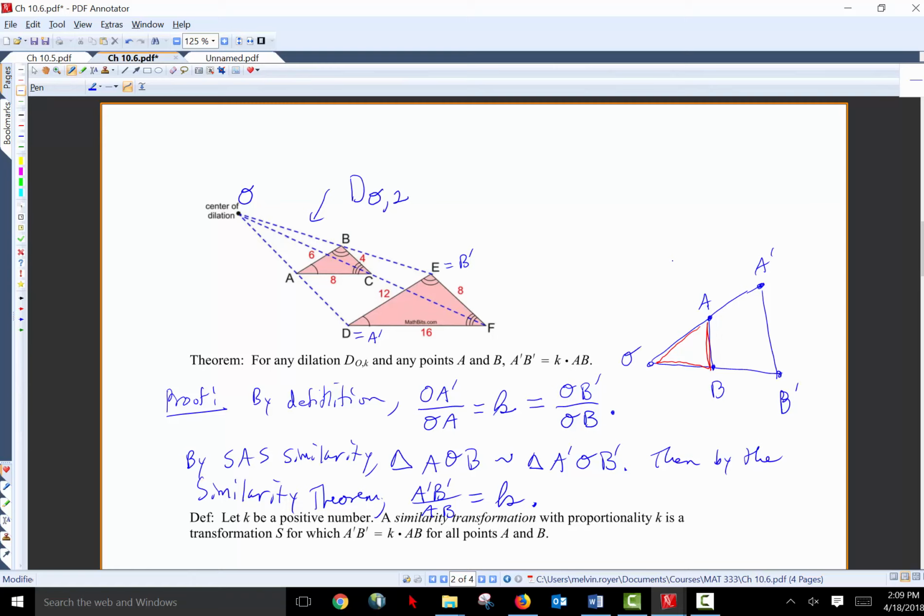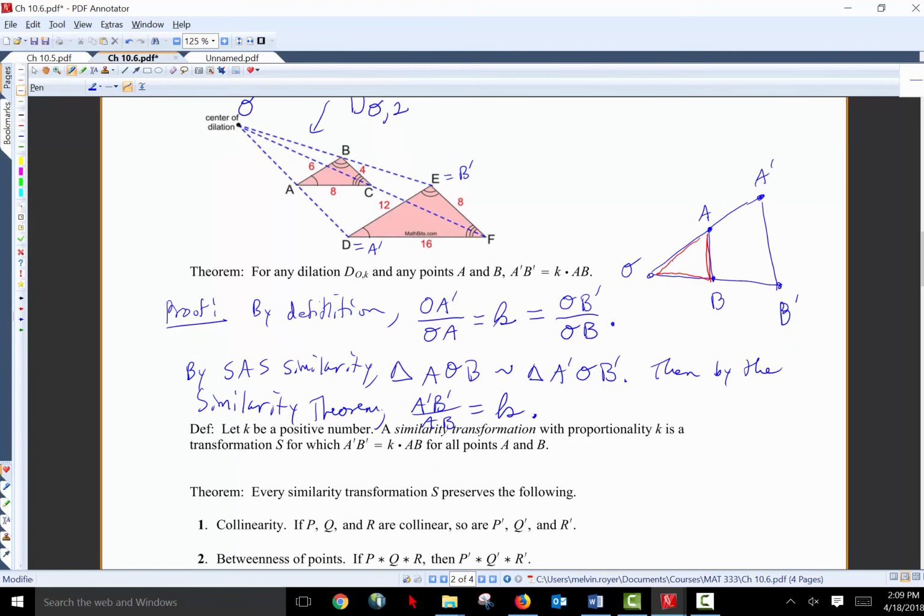On this theorem at the top of page 90, we in fact showed that I started with a dilation and showed that every pair of points is getting scaled by this k factor, and then we defined transformations that do that as similarity transformations. So this definition and this theorem put together show that every dilation, yes, is a similarity transformation.